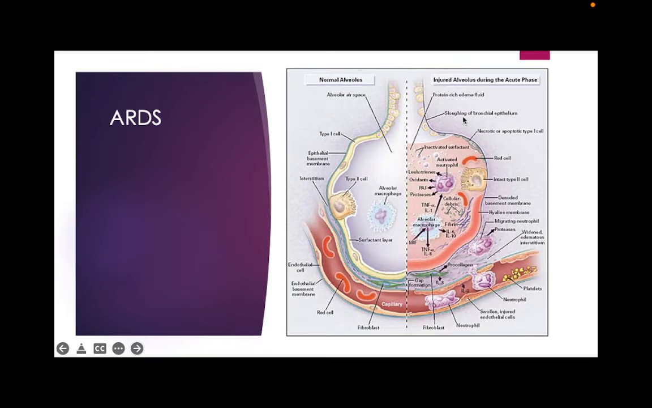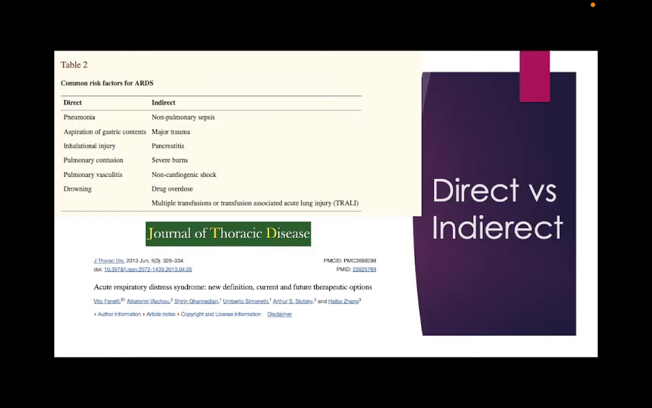But in ARDS, your ability to exchange gas is really difficult, and your ability to inflate the alveoli is really difficult, okay? So it makes ventilation and oxygenation really tough. One thing that I think is important to recognize is there are direct and indirect causes of ARDS. So direct are things like pneumonia, aspiration, inhalation injury, pulmonary contusion, direct attack to the lung.